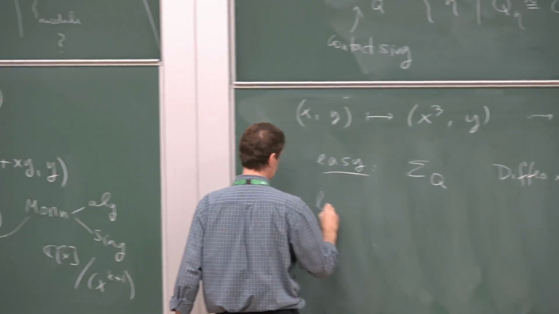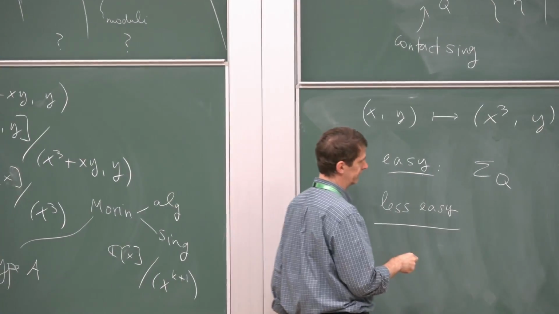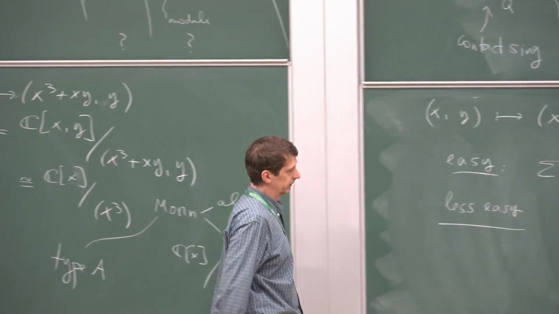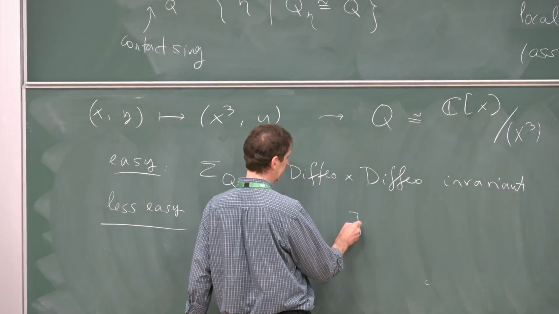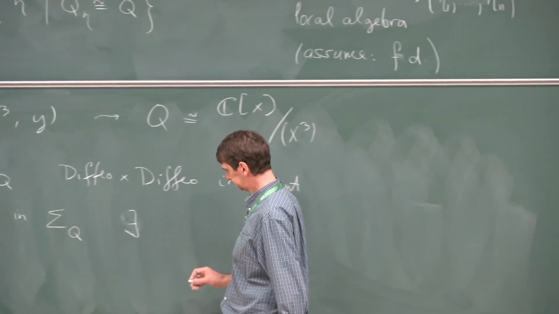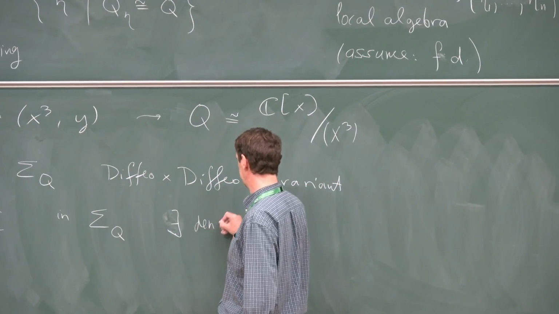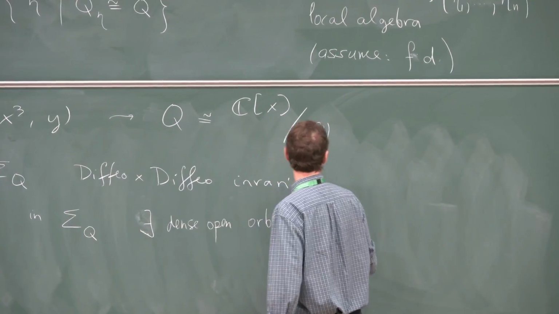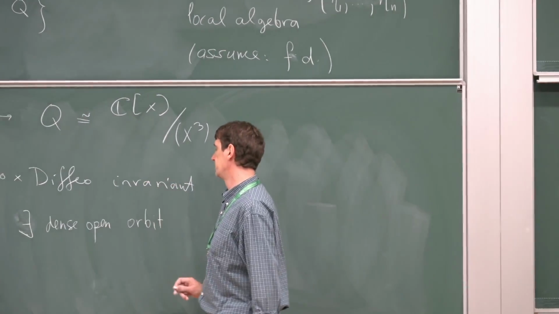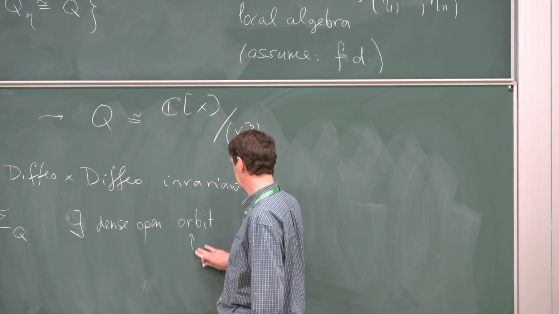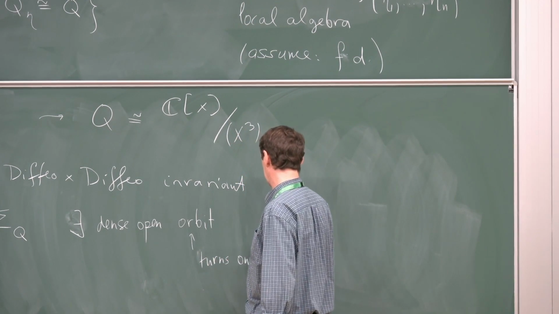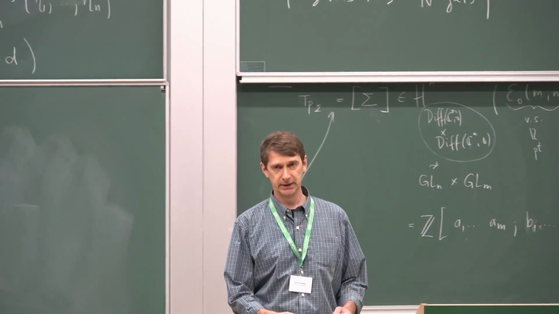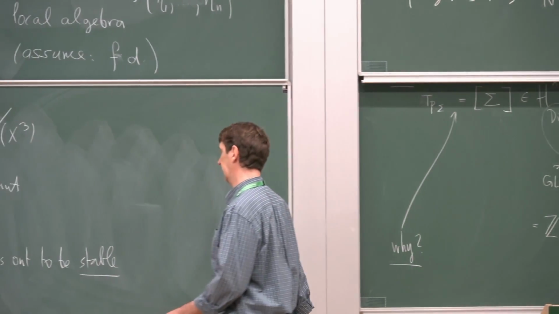And a little less easy, but still true, that under the right circumstances, in a contact singularity, there is a dense open orbit of the diffeomorphism group, and that one in particular is actually stable, which turns out to be stable in the sense that I haven't defined, only intuitively, that under perturbation it doesn't go away.